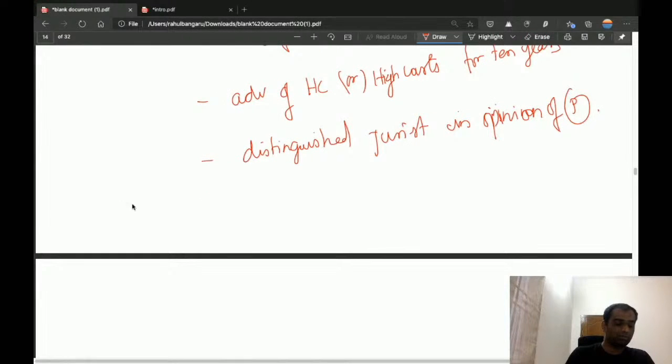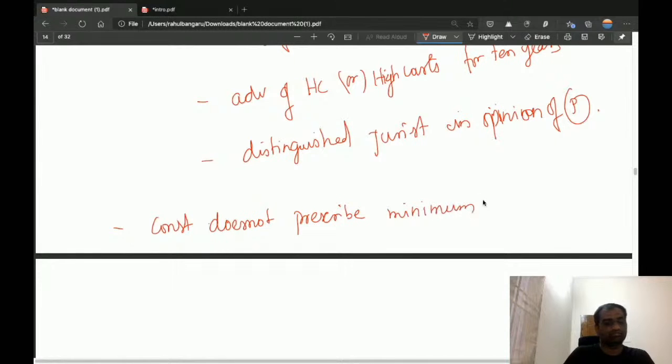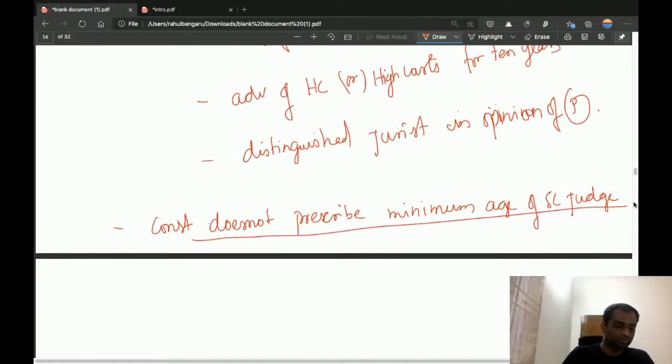Okay, and importantly, the Constitution does not prescribe the minimum age of a Supreme Court judge. The Constitution does not prescribe the minimum age for a Supreme Court judge.